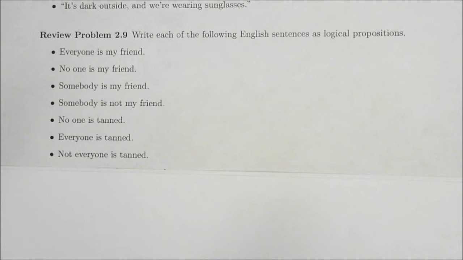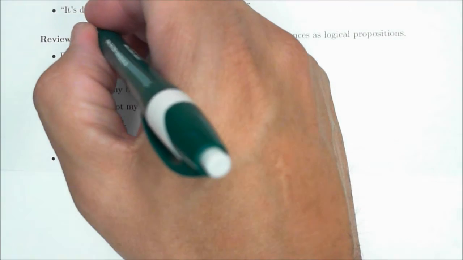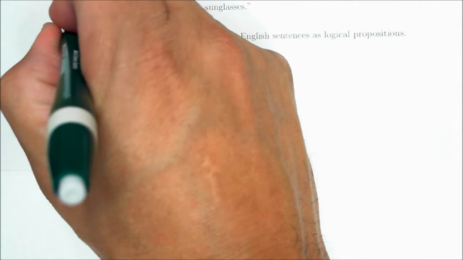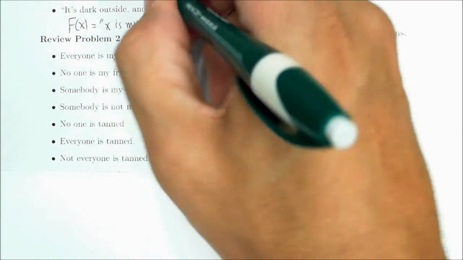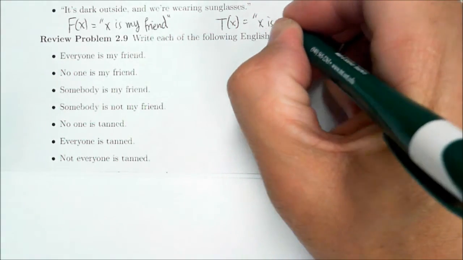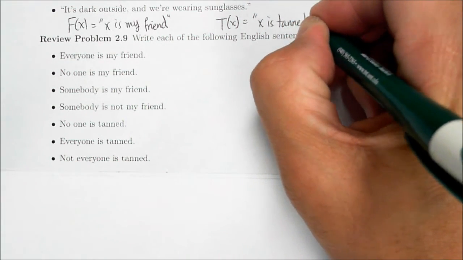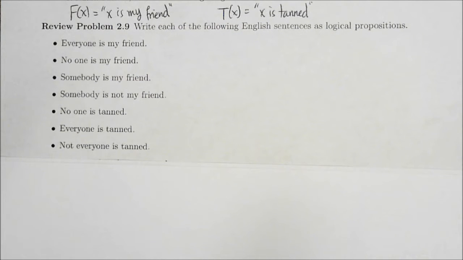All right, we'll take a look at review problems 2.9, and while we're at it, 2.10. Writing these sentences as logical propositions and then finding the negations of each statement. To get started, we'll define a couple of predicate functions. F of x will be the statement x is my friend. And we'll also have t of x is the statement that x is tanned. So those will be used while we do the problems here.